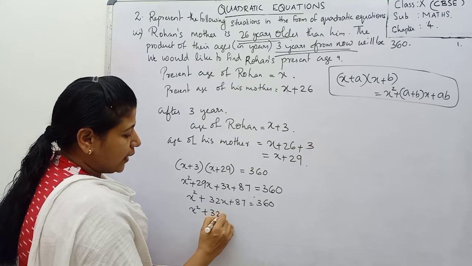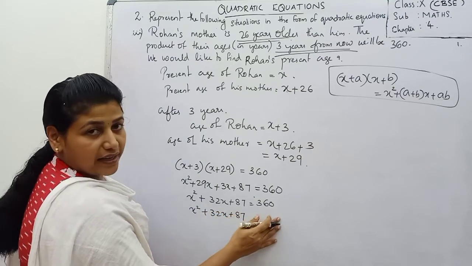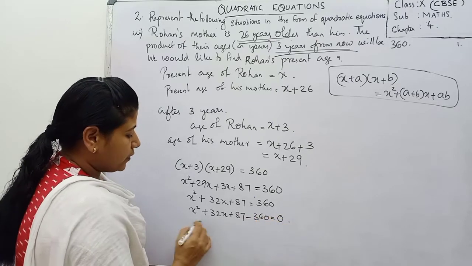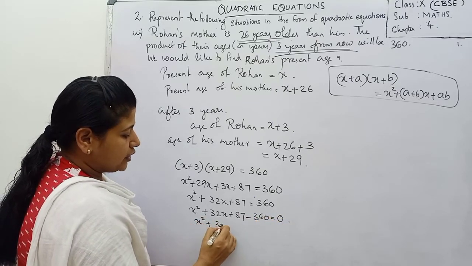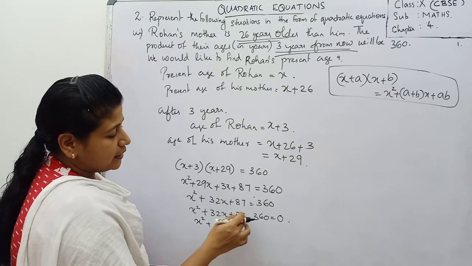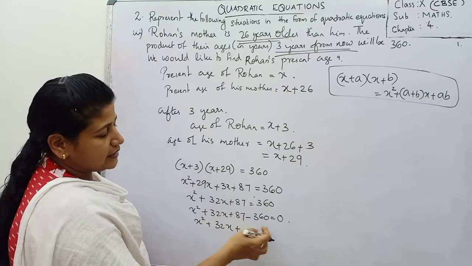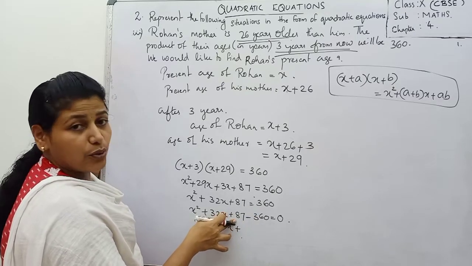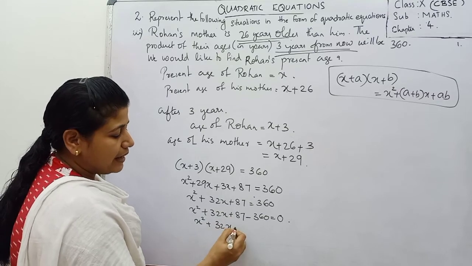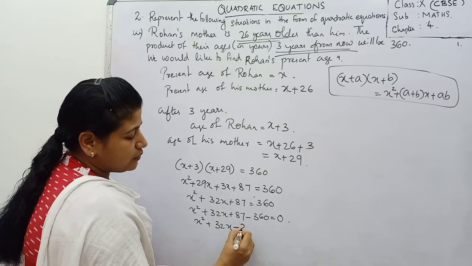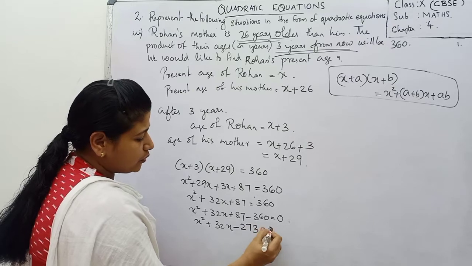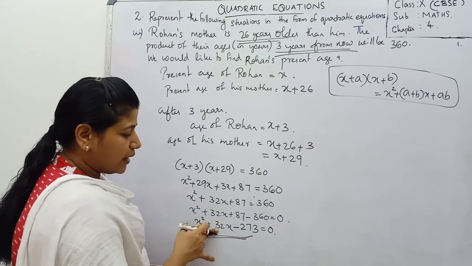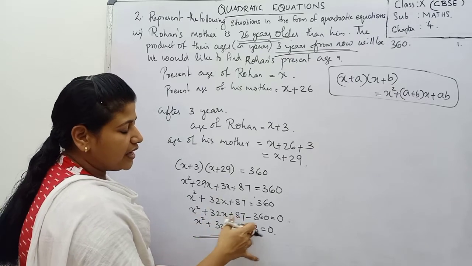X square plus 32X plus 87, we can take this 360 to this side, isn't it? Minus 360 equal to 0. Now X square plus 32X, you have to subtract since the sign of 87 is plus and the sign of 360 is minus. 360 minus 87, and you have to put the sign of the larger one, which is minus, isn't it? So this will be 273, which is equal to 0. So your quadratic equation is X square plus 32X minus 273 equal to 0.